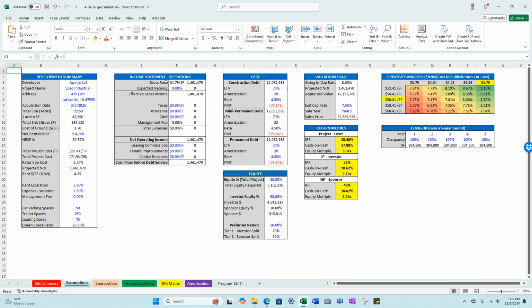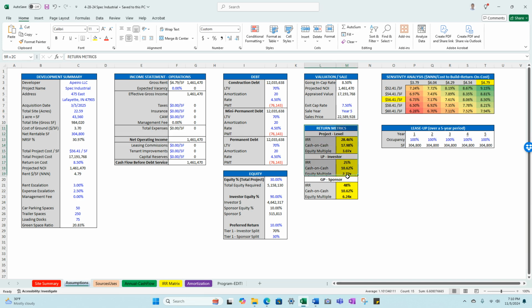Right here we have the income statement. I modeled the assumptions for debt and equity right here. We're doing a loan to value of 70% with an amortization of 20. The rate at the time was 4.5%. For the equity, we're putting down 30%. And for the investor equity, they're contributing 90% of the total equity amount, and the GP will contribute 10. For the reversion assumptions, we have an exit cap rate of 7.5% and a sale in year 5.